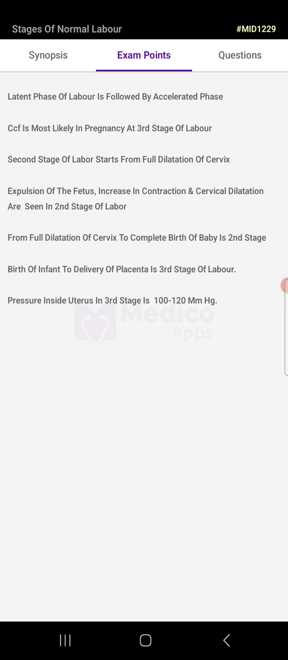Second stage of labor starts from the full dilation of the cervix, with increase in contraction and expulsion of the fetus. From full dilation of the cervix to complete birth of the baby is the second stage. Birth of the infant to the delivery of the placenta is the third stage of labor. Pressure inside the uterus in the third stage is 100 to 120 mmHg.